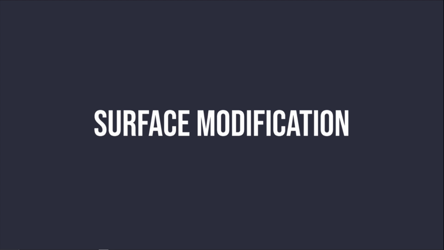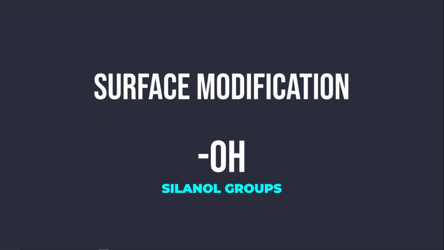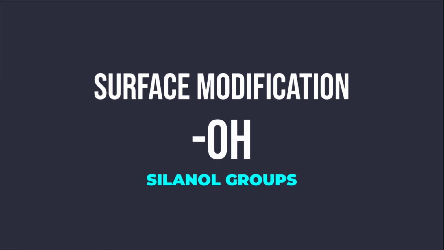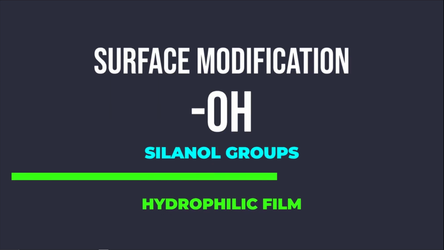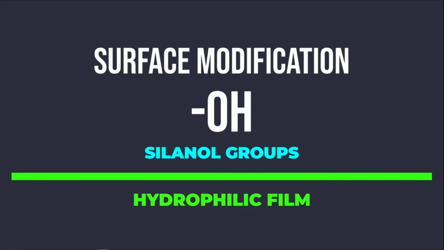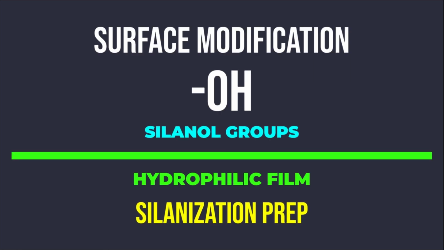Beyond cleaning, Piranha solution is a primary tool for modifying the surface chemistry of glass and silicon. The treatment populates the surface with a high density of silanol groups, which are silicon atoms bonded to hydroxyl groups. These groups make the surface extremely hydrophilic, meaning water will spread out into a thin film rather than forming beads.